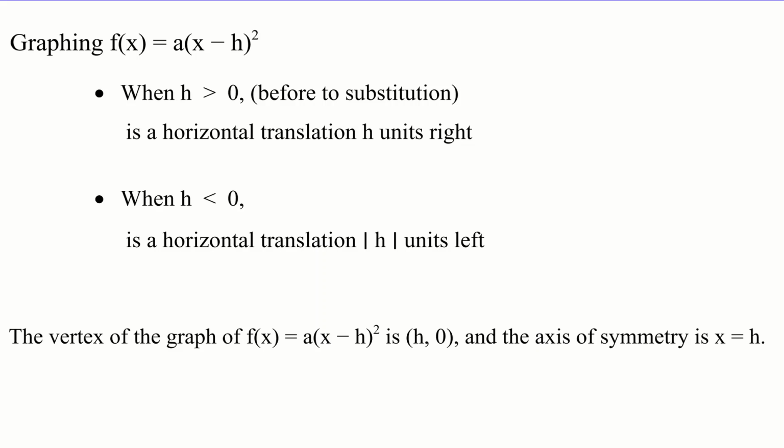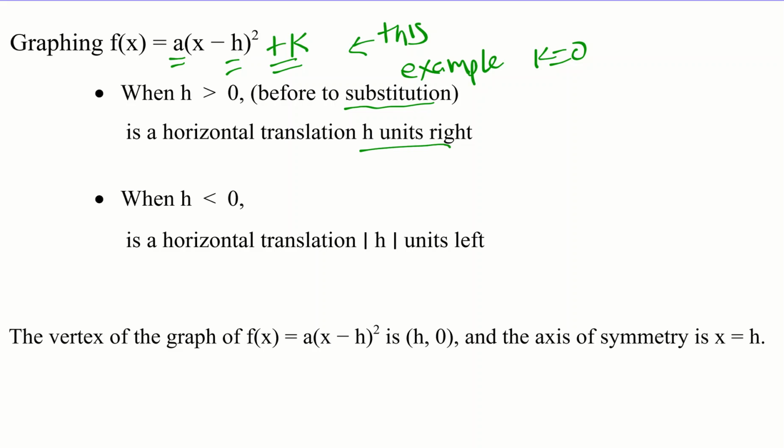Okay, here we go. And this one, remember when we're graphing these functions, we do have variables a and h, and out here we would have k, but this one's missing. So for this example, what we have is that k is equal to 0, only for this example because it's already missing. Recall that when we were dealing with absolute value functions, if h was greater than 0 before substitution, it was moving h units to the right. And if h is less than 0 before substitution, it was moving h units to the left.